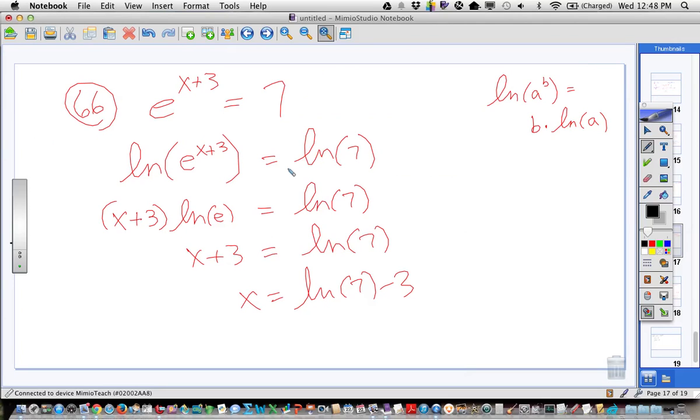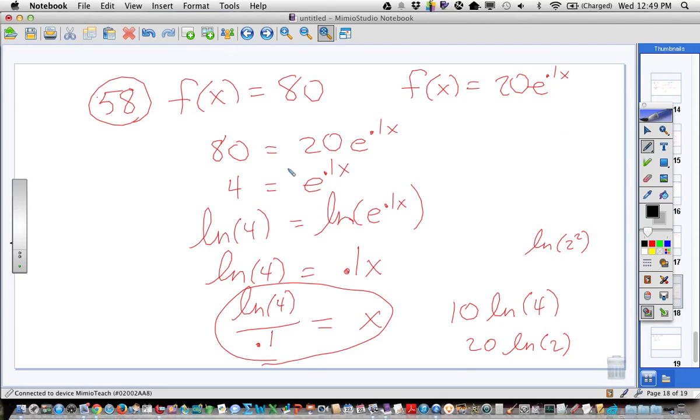Now, we ran through a couple others here, like 66, for example, was this. Well, again, do the natural log of both sides. And again, this cancels itself out. You get x plus 3 over here. Now, what I did when I showed the work here, I just brought the x plus 3 down in front. ln e is just 1. So you get x plus 3 equals ln 7, subtract 3 from both sides.